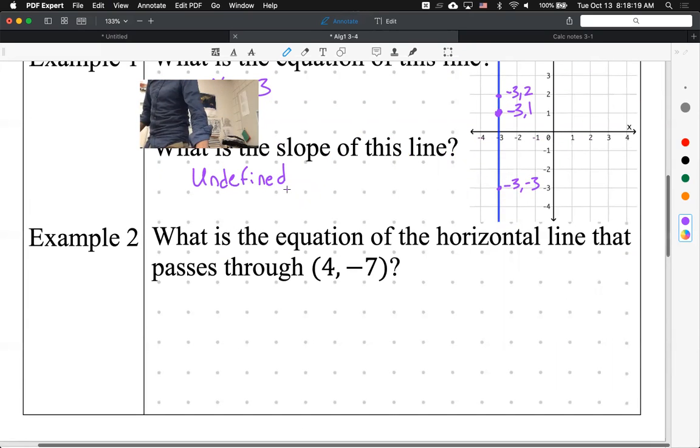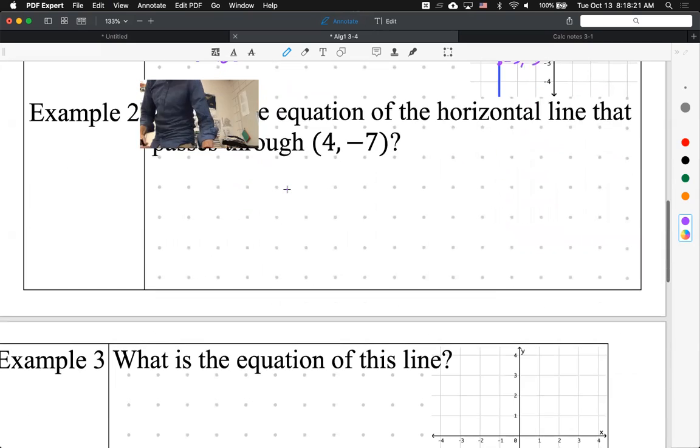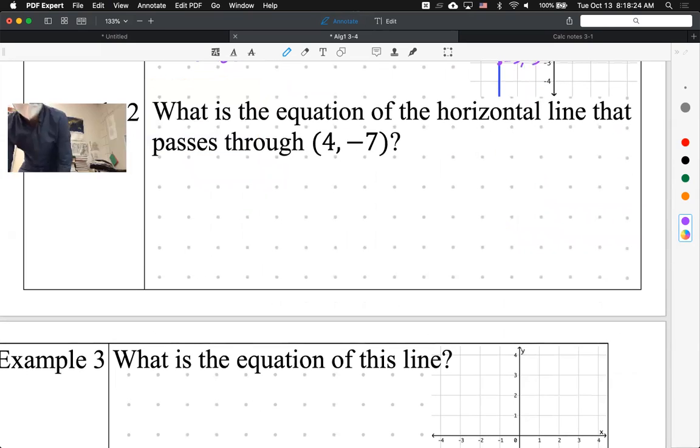Example number 2. I can scroll so you guys can see a little bit. Mr. Sindel, move out of the way. What is the equation of the horizontal line? Horizontal. Maybe I should underline it. It's kind of the key word here, right? The horizontal line that passes through those coordinates 4, -7.